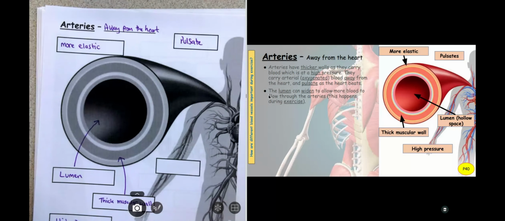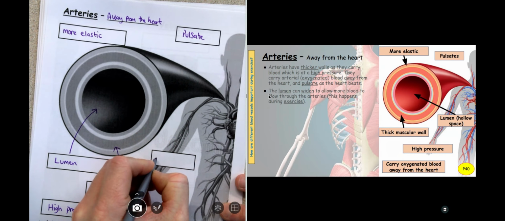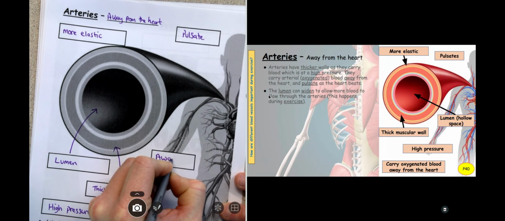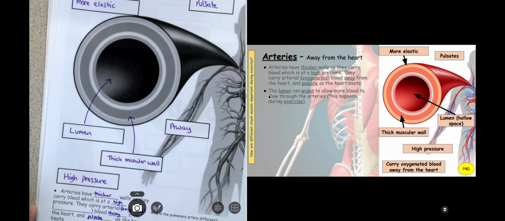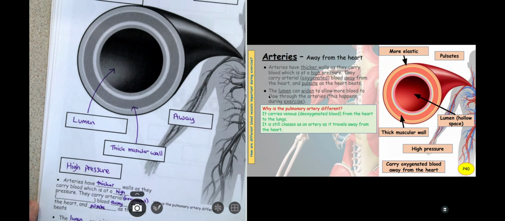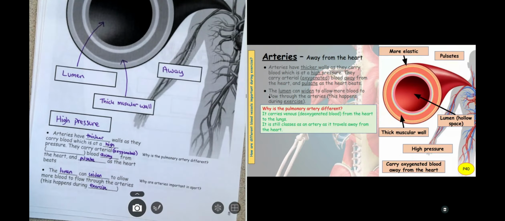They pulsate, so they'll be able to just squeeze blood along just to make sure it keeps going in the direction that it needs to. And they carry blood away from the heart. I'm just going to write away from the heart. So a common misconception is that they all carry oxygenated blood, but we're just going to make a note here that the pulmonary artery is different. The pulmonary artery carries deoxygenated blood.